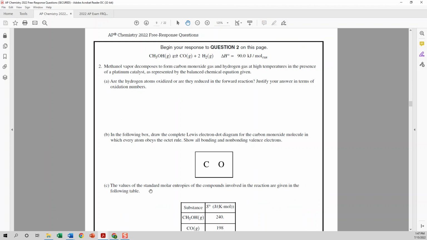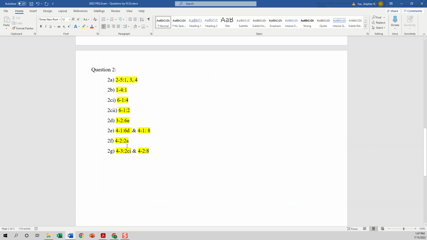So let's go to question 2. Okay, in question 2, if we look at the visible learning objectives for question 2, it has A, B, C-I, C-I-I, D, E, F, G, right? So that's 1, 2, 3, 4, 5, 6, 7, 8. 8 different questions in question 2.